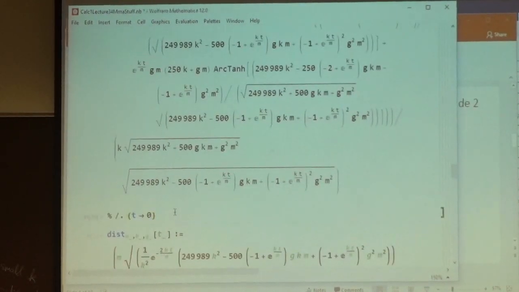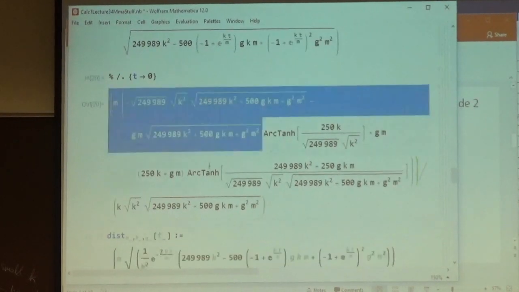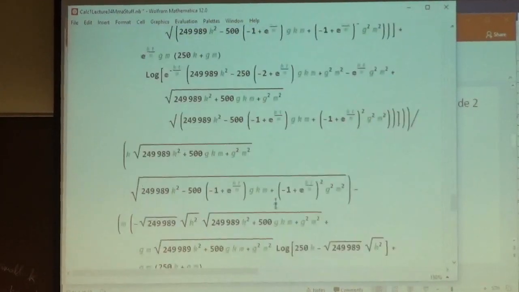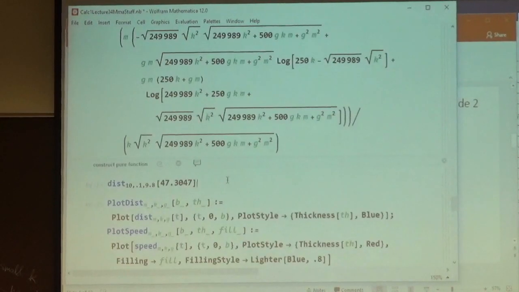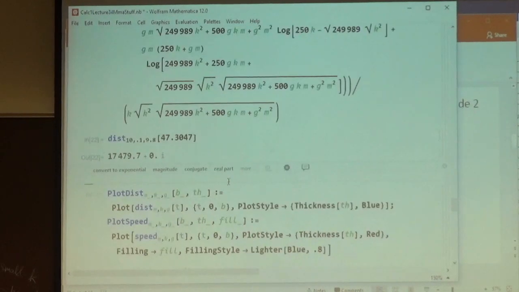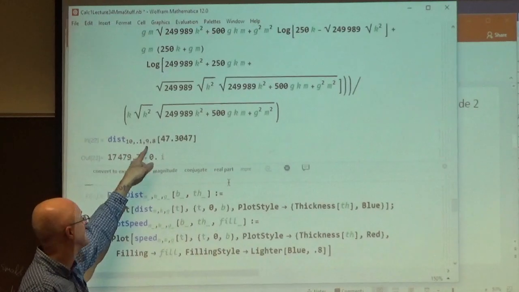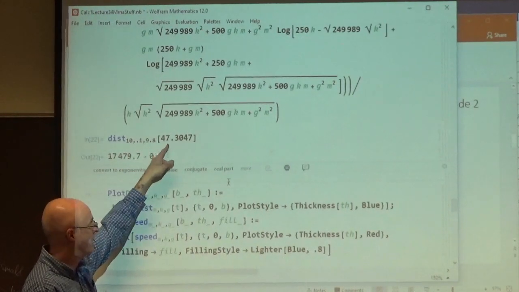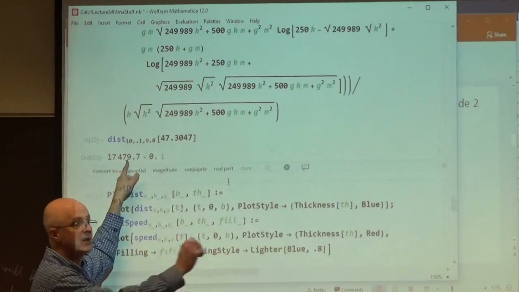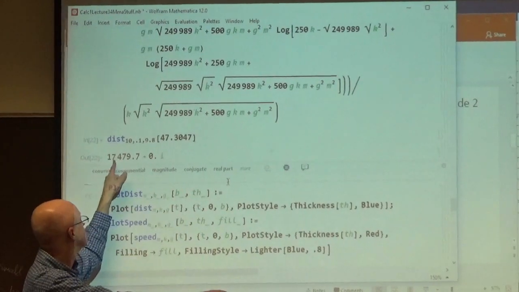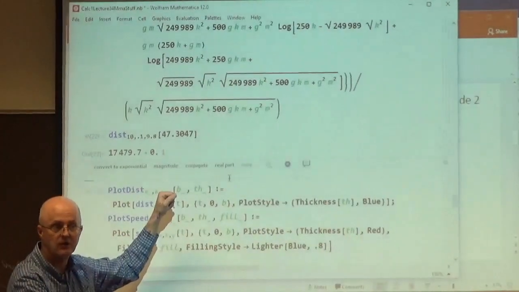It actually does not. There's its value when t is 0. So I actually had to subtract this off from it. And I got this nasty thing. That's the distance traveled. And I can plug numbers in and find out how far I went along the curve. When m is 10, k is 0.1, and g is 9.8, and I plug in 47.3 seconds, which is how long it's in the air, it travels along the curve this many meters, which is about 17.5 kilometers along the curve.